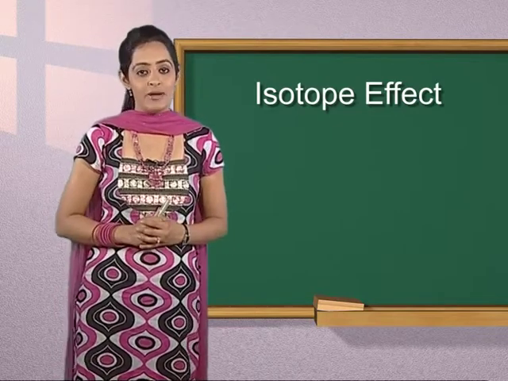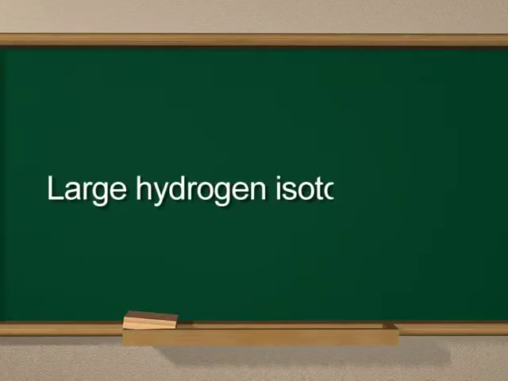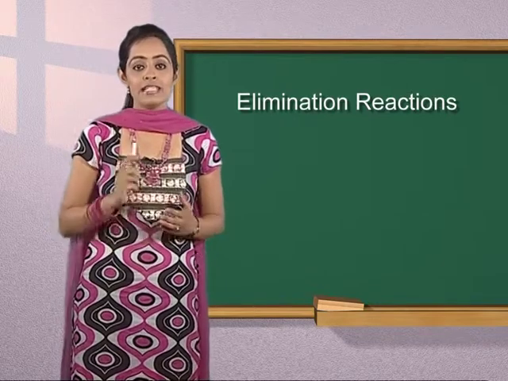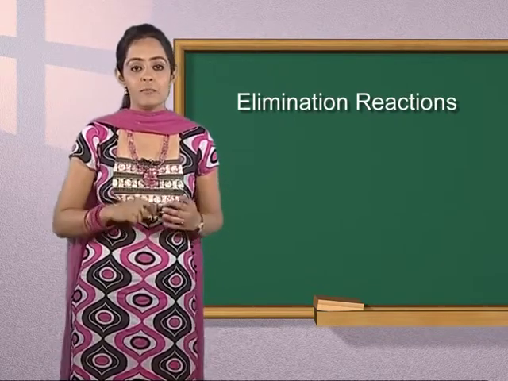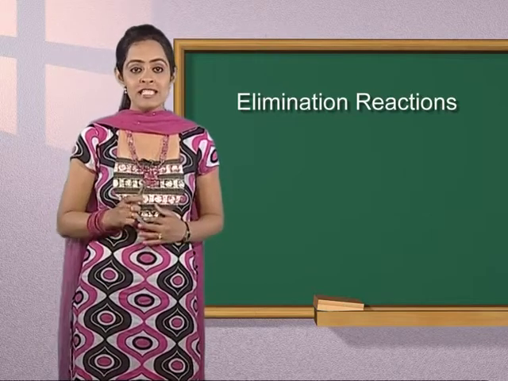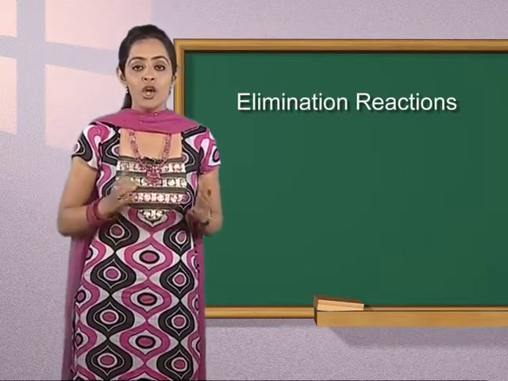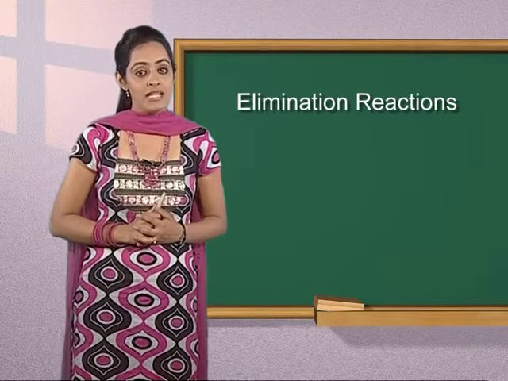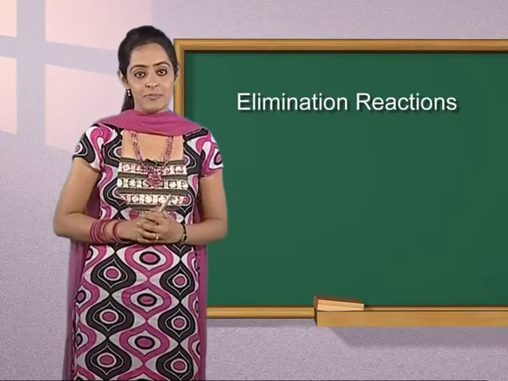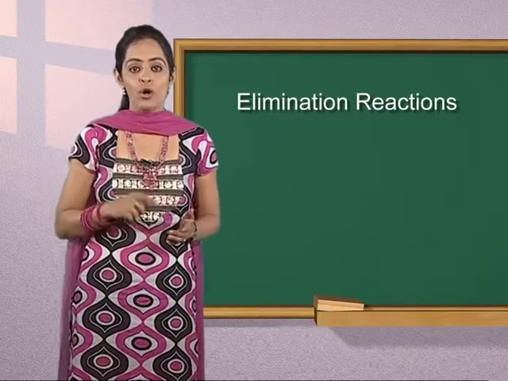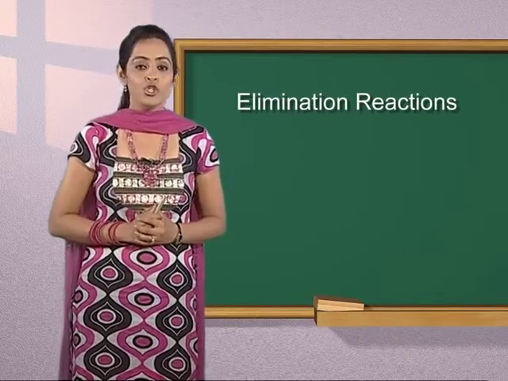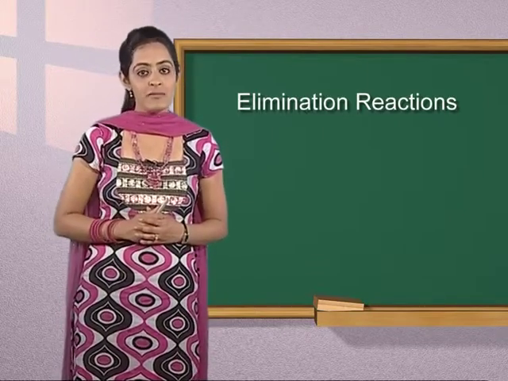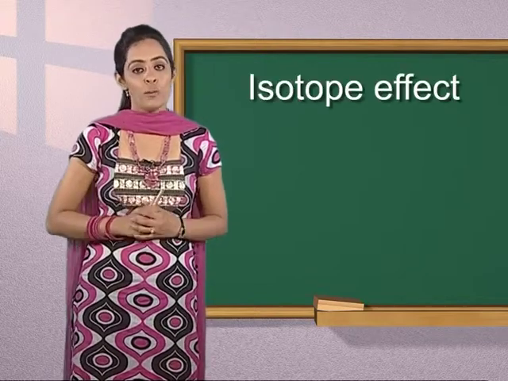These second order eliminations show a large hydrogen isotope effect. Different isotopes are atoms of the same element having different masses, and because of this, their chemical properties are not identical. The same chemical reactions can occur, but at somewhat different rates. A difference in rate or position of equilibrium due to a difference in the isotope present in the reaction system is called an isotope effect.